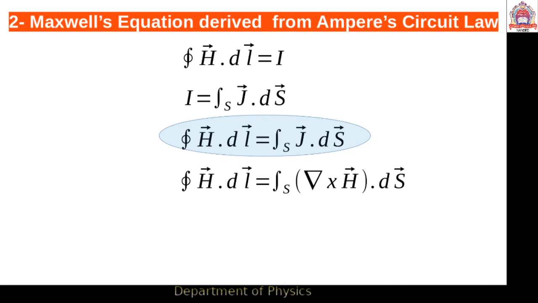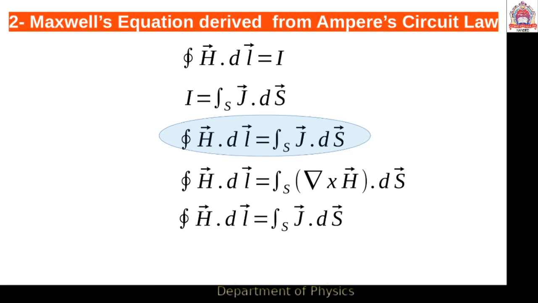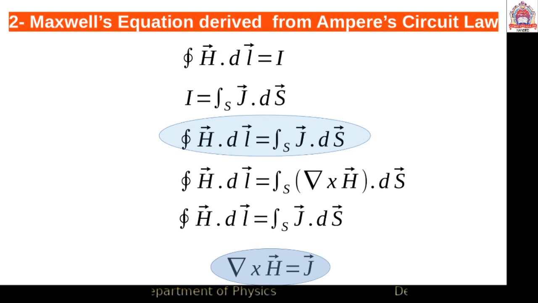Now to relate H with J, we convert the closed line integral on the left hand side of the equation to a surface integral by using Stokes theorem. So we get the closed integral of H dl is equal to the surface integral of del cross H dot dS. So we get del cross H is equal to J.